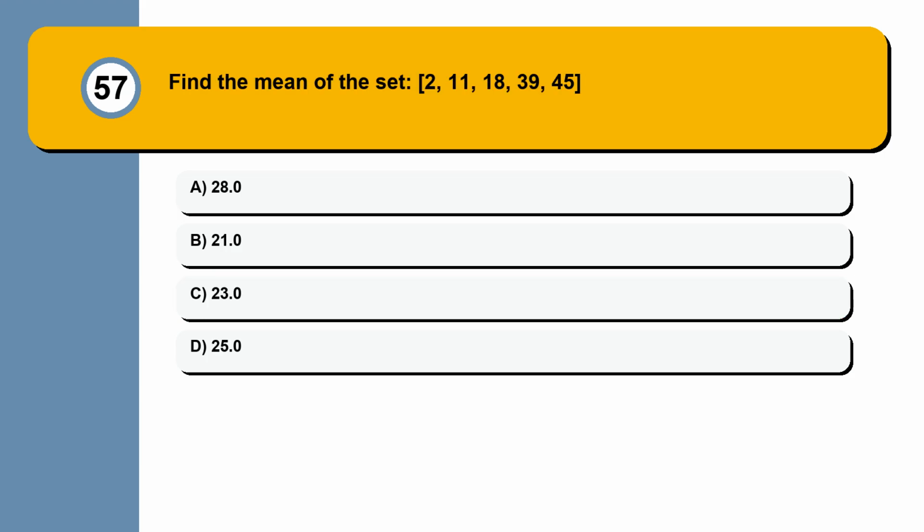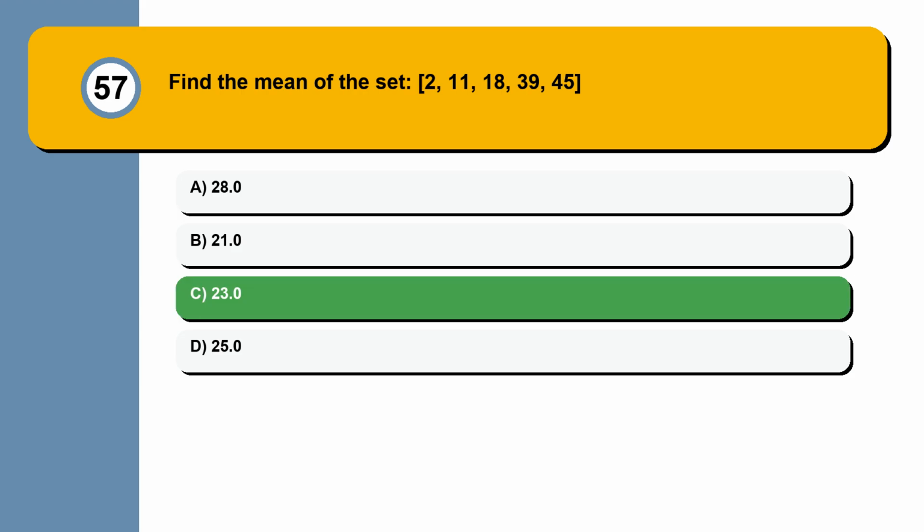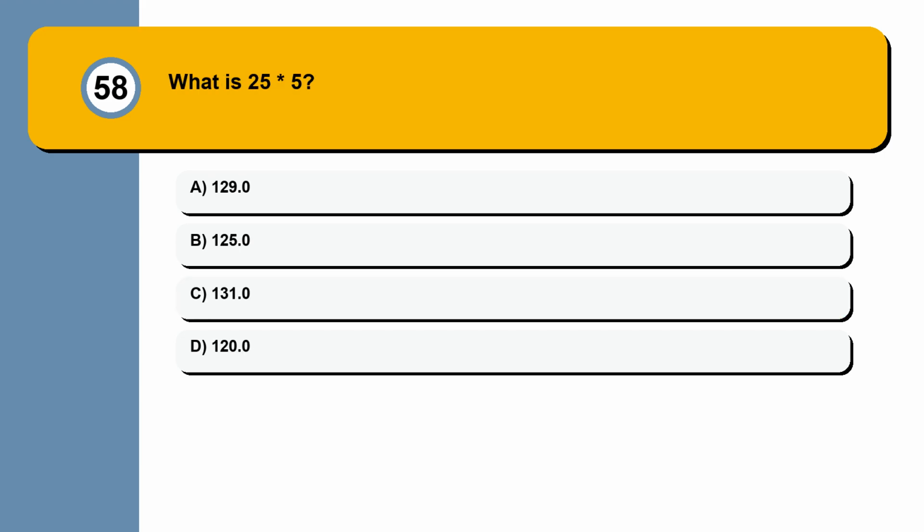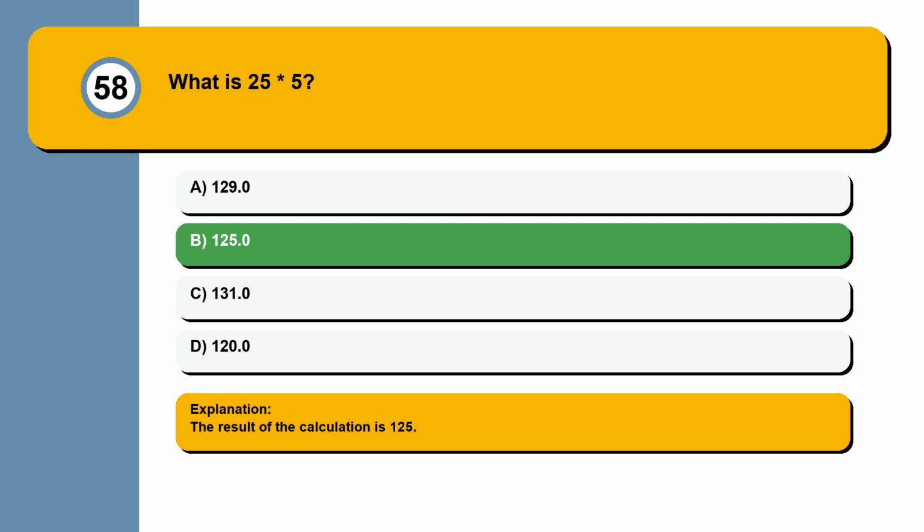Question 57. Find the mean of the set 2, 11, 18, 39, 45. 28.0, 21.0, 23.0, 25.0. Calculated result is 23.0. Question 58. What is 25 asterisk 5? 129.0, 125.0, 131.0, 120.0. The result of the calculation is 125.